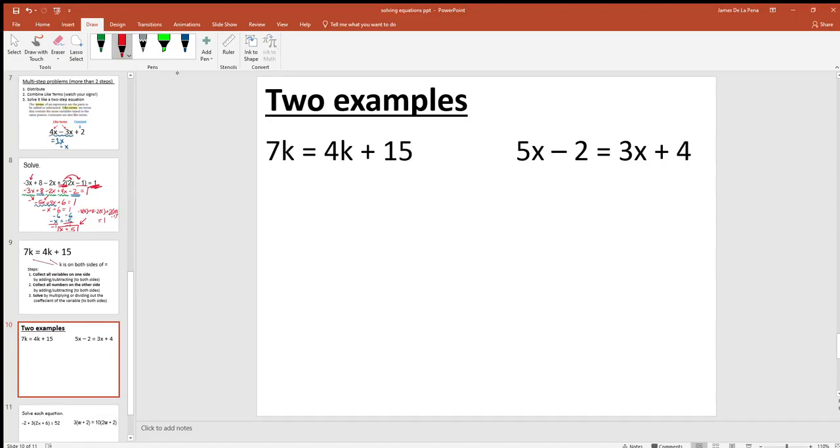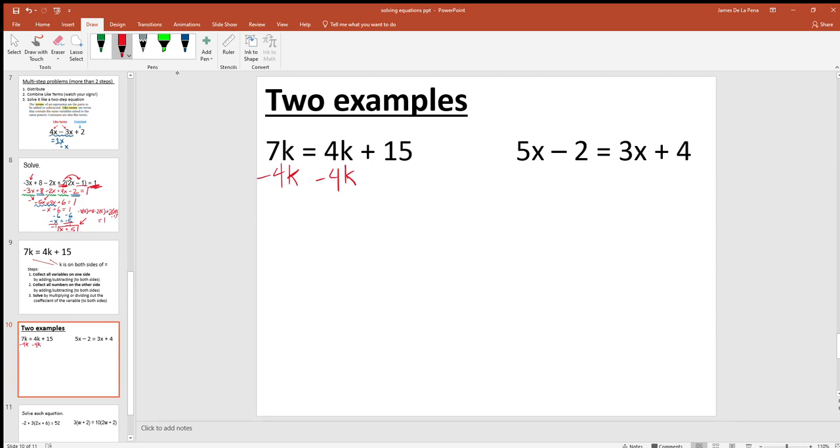I want to collect all of the values that end with k to one side of the equation. I have a positive 4k on the right, so I can subtract 4k from the right-hand side, which is going to cancel it out, and whatever I do to one side, I have to do to the other.